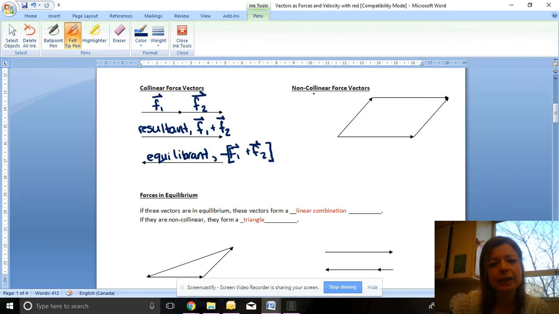Okay, if they're non-collinear, then if this is force 1 and this is force 2 and they're placed tail to tail, then the resultant is this diagonal, as we know from chapter 6. And just like this is theta, we know that this is 180 minus theta, as we learned.